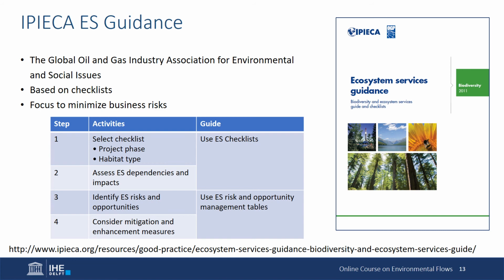The Global Oil and Gas Industry Association for Environmental and Social Issues, or IPIECA, has also created a guide for assessing the impacts of oil and gas activities on ecosystem services. This guide focuses on minimizing impacts on ecosystem services to reduce business risks. The guide contains predefined impacts on ecosystem services based on common activities related to oil and gas operations. And the guide explains how these impacts might result in business risks and suggests actions to mitigate the impacts to avoid those risks.